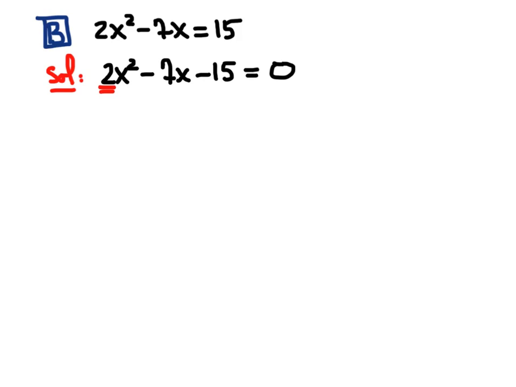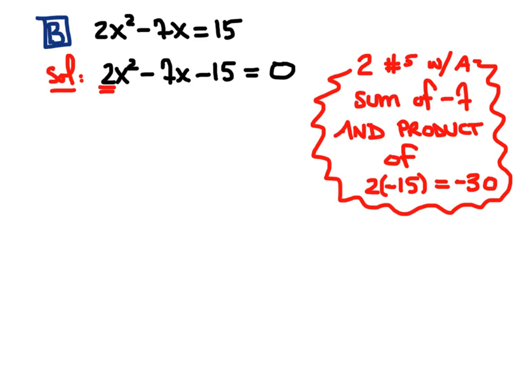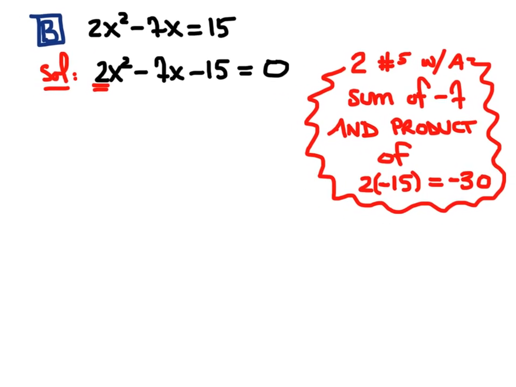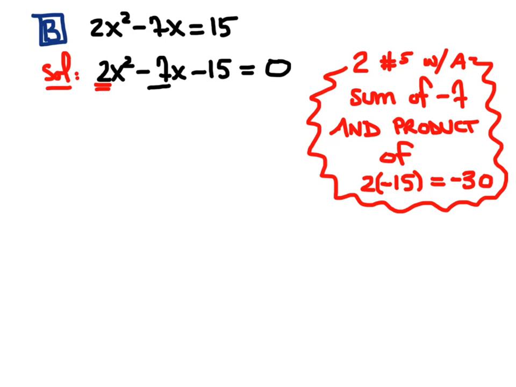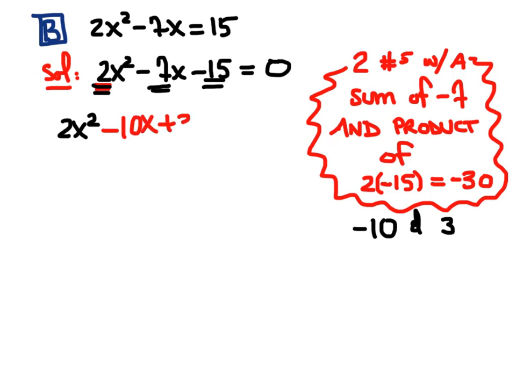If you recall, the technique is to find two numbers that have a sum of negative 7, that's your b coefficient here, and a product of 2 times minus 15, which is negative 30. So we want to find two numbers that have those two properties, and you'll notice that negative 10 and 3 work. When you add minus 10 to 3, you get negative 7, and when you multiply them, you get negative 30. So then you replace the negative 7x by minus 10x plus 3x. I'm not changing the equation, I'm just rewriting 7x in a very convenient way.